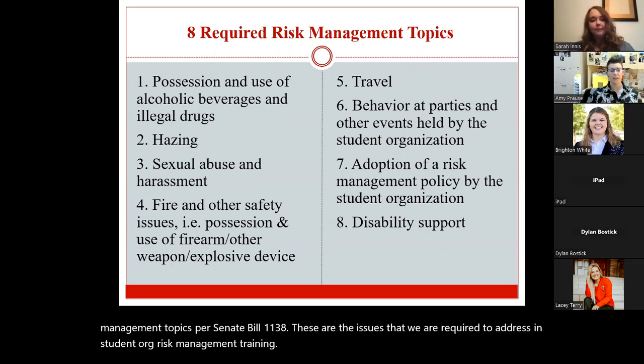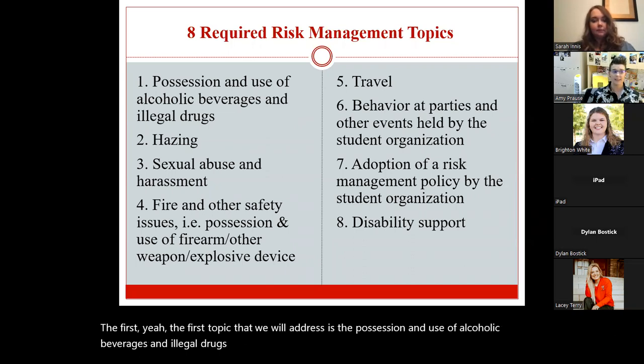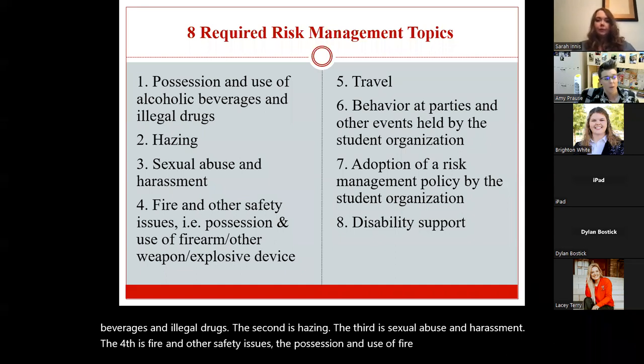These are the issues that we are required to address in student org risk management training. The first topic that we will address is the possession and use of alcoholic beverages and illegal drugs. The second is hazing. The third is sexual abuse and harassment. The fourth is fire and other safety issues like the possession and use of firearms, other weapons, and explosive devices.